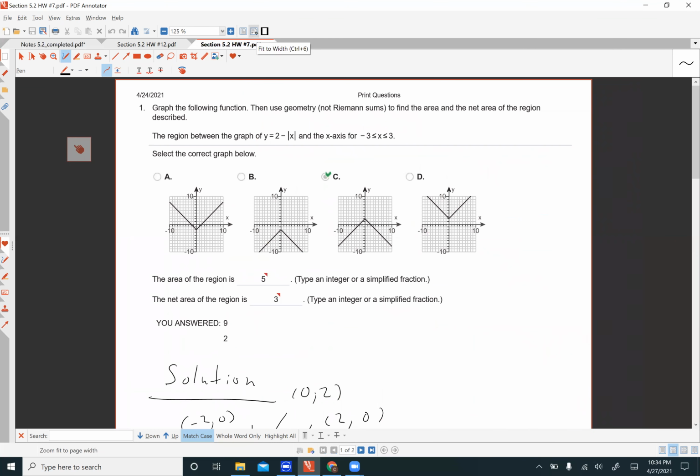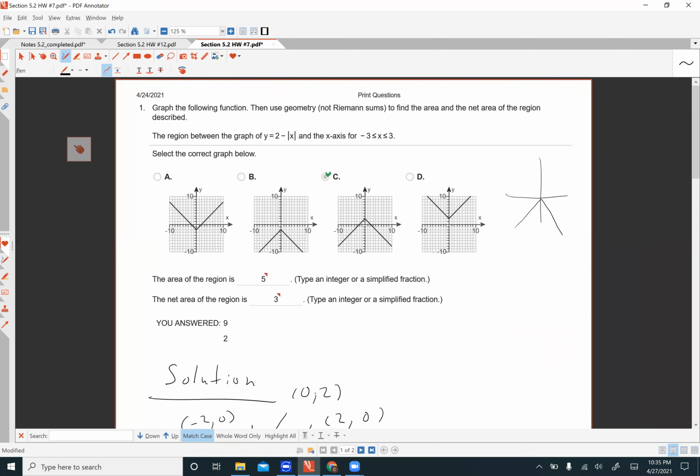Okay, so let's just look at this problem right here. Let's find the area bounded by the graph of y equals 2 minus absolute value of x from -3 to 3. So first, let's find the graph. Well, we know that the graph of minus the absolute value is just this upside down V, and then we're going to add 2. So we're just going to shift the graph up.